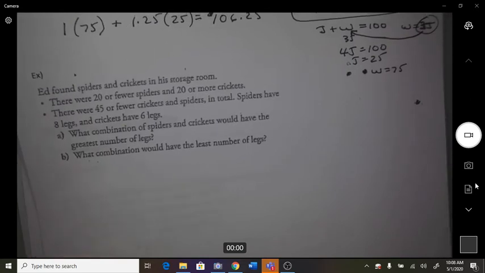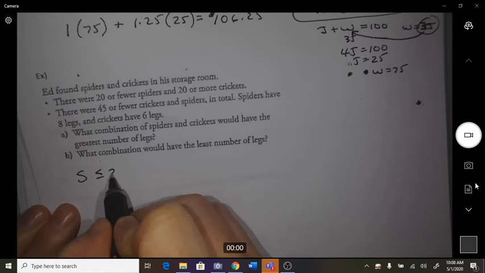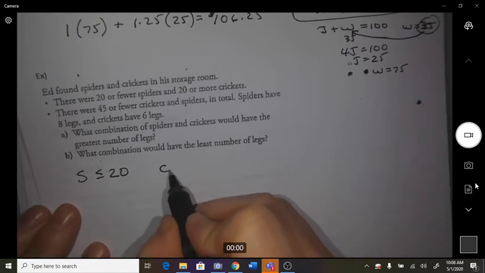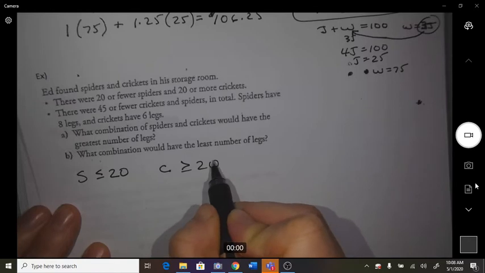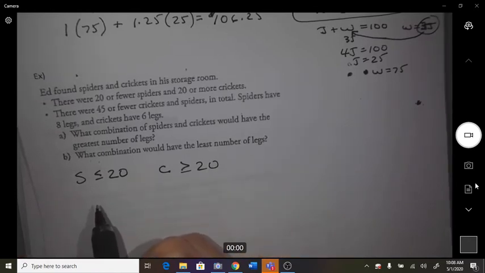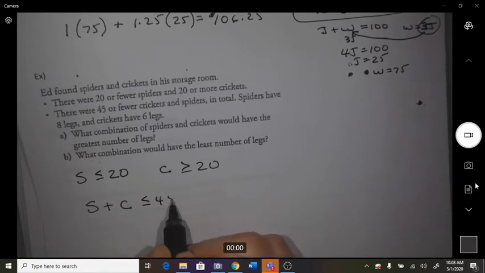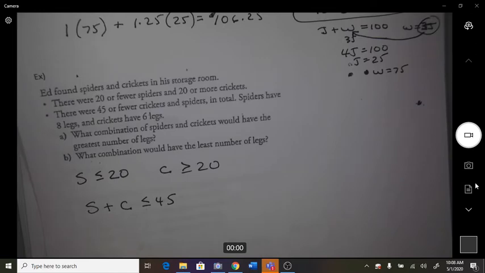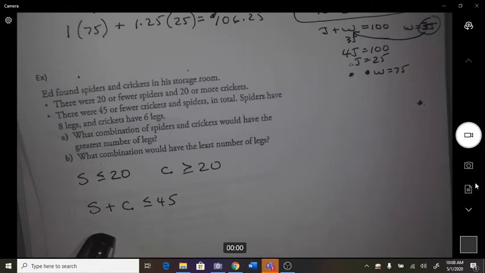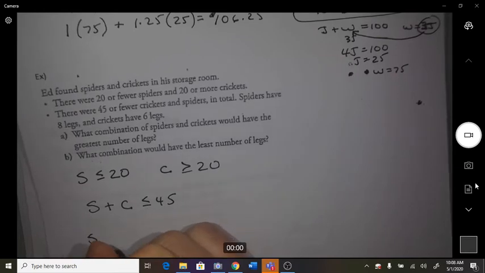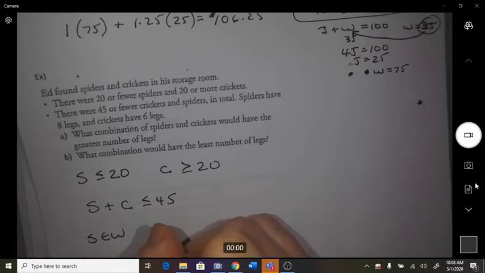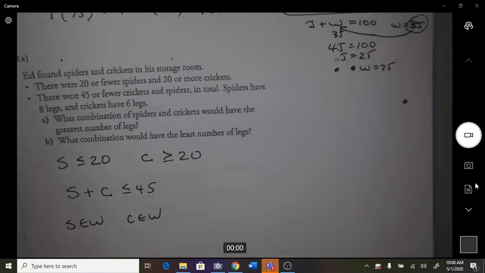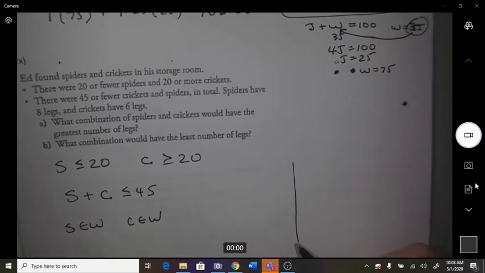Okay, Ed found spiders and crickets in the storage room. There's 20 or fewer spiders and 20 or more crickets. So spiders are 20 or fewer. Crickets are 20 or more. There are 45 or fewer crickets and spiders altogether. So if you add them up, it's 45 or fewer. Okay, so there's our inequalities. We know that each one is an element of the whole numbers. Can't have partial spiders.